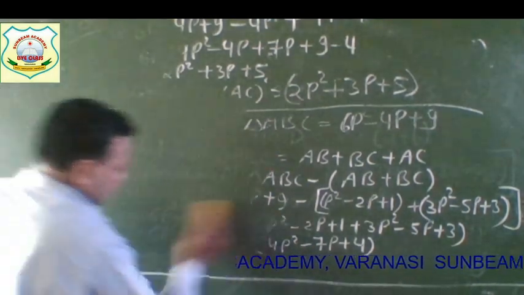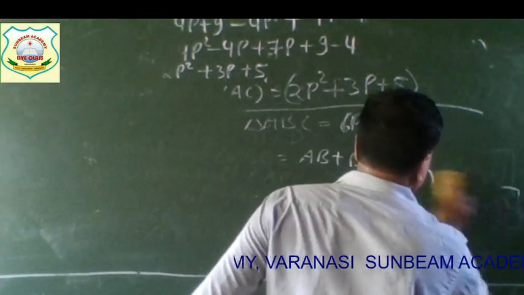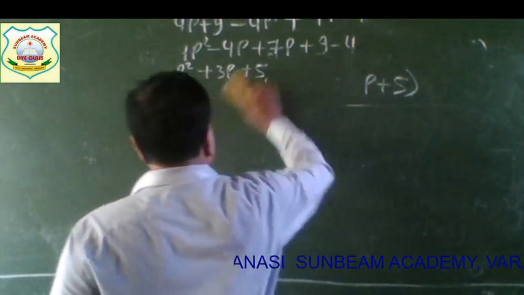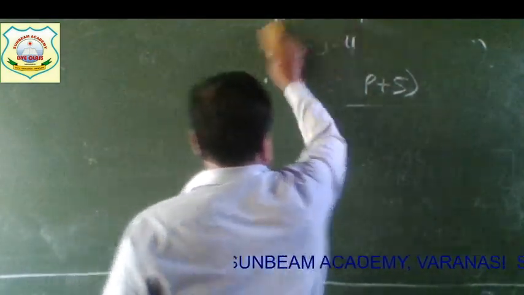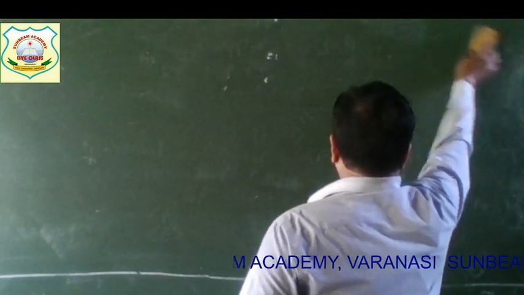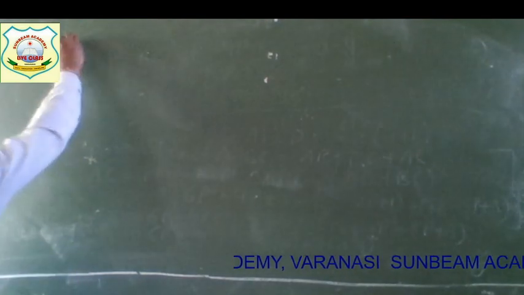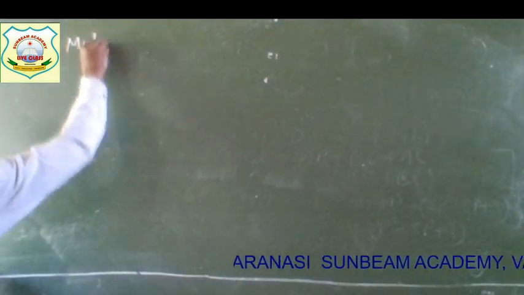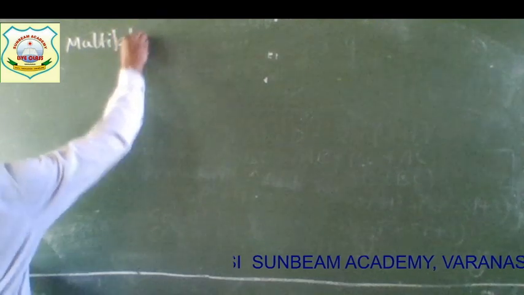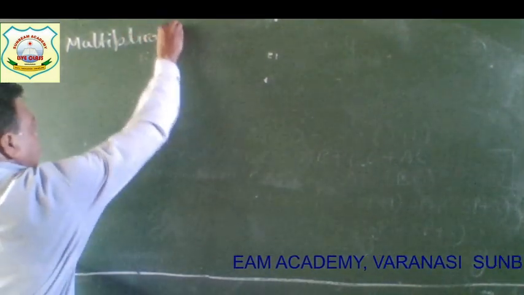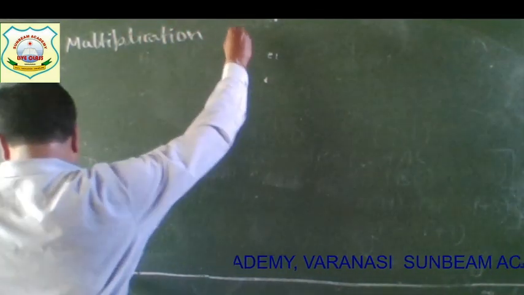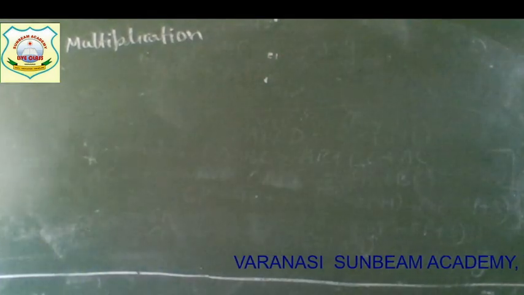Now, multiplication of monomials by monomials. There are three rules given, meaning there are three ways we can multiply. The first rule is how to multiply two monomials.